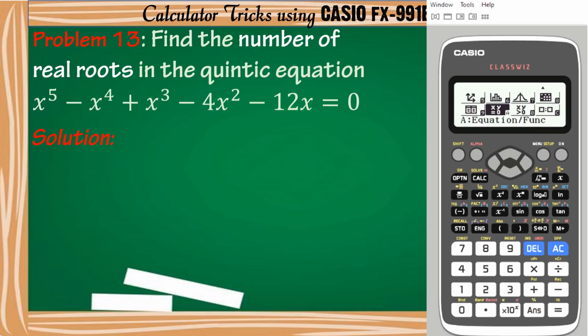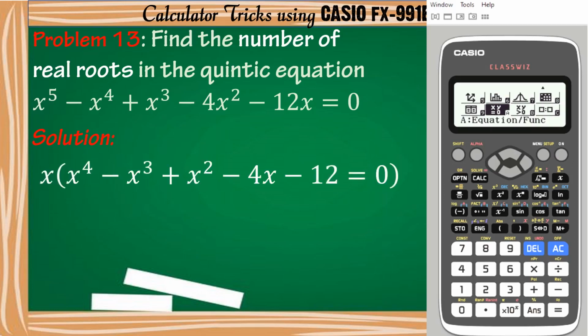So, tayo pa rin po, or yung mga bata pa rin, ang mag-iisip kung paano isosolve ang problem and when to use the tricks on the calculator. So, they should know the process of solving the problem before they can use the calculator for easier calculation. So, dito, we will factor out x, and then we will have x to the fourth minus x cubed plus x squared minus 4x minus 12 equals 0. So, we can get now 1 root for x, which is 0.